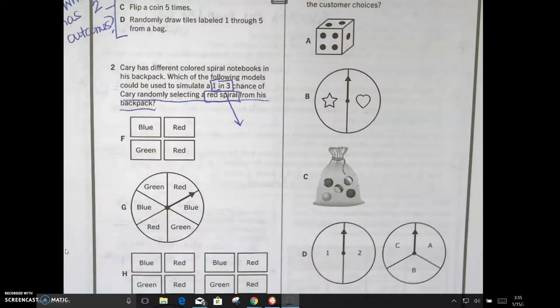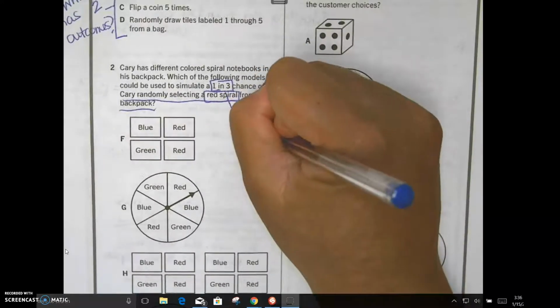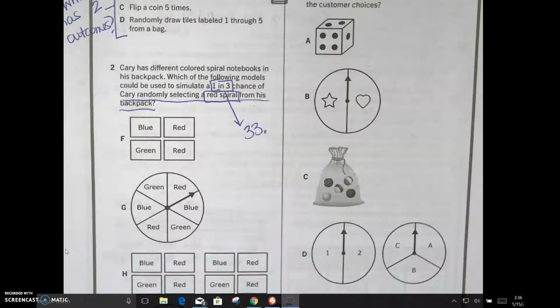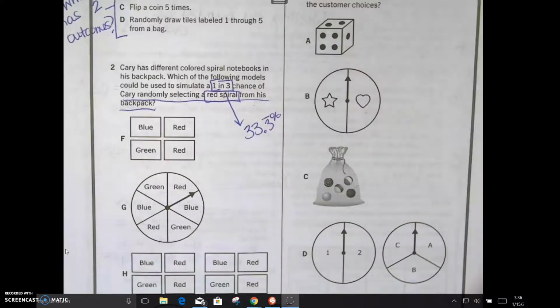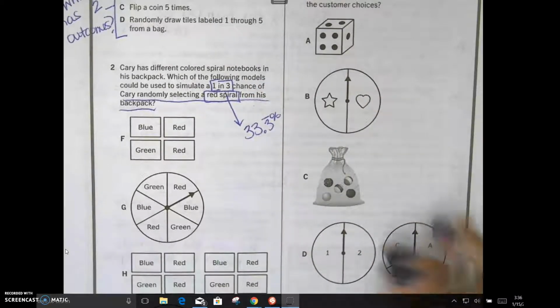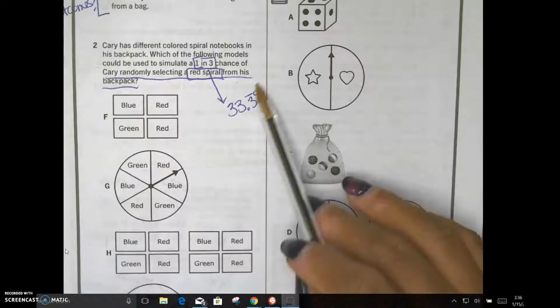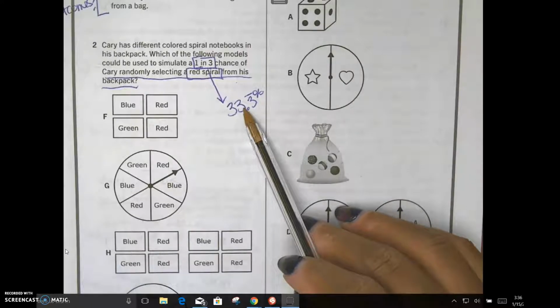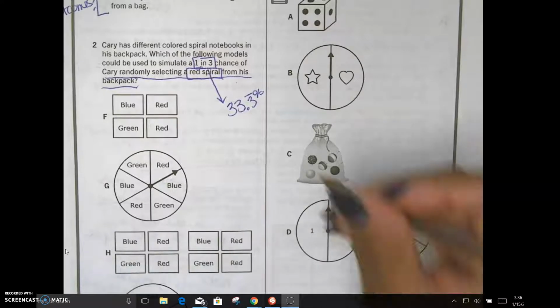How do I rewrite 1 in 3? 33%. How else can I write it? What am I missing with my 33%? 0.3 repeats. What else? What else? How else can I write this? A fraction form, which would be 1/3.